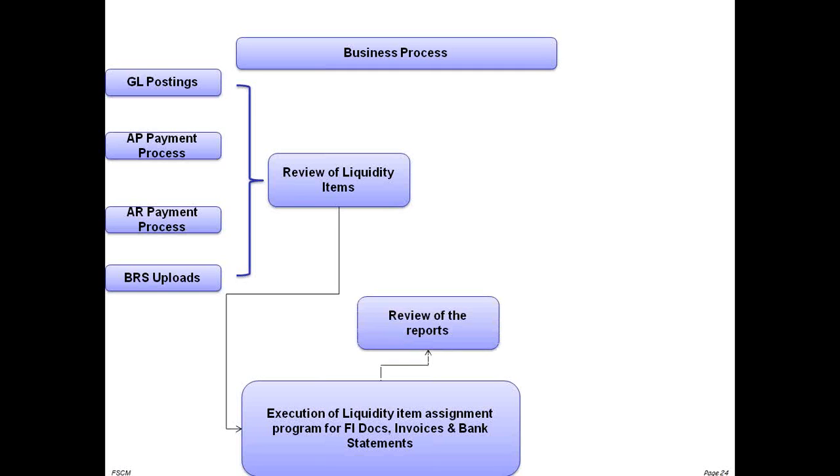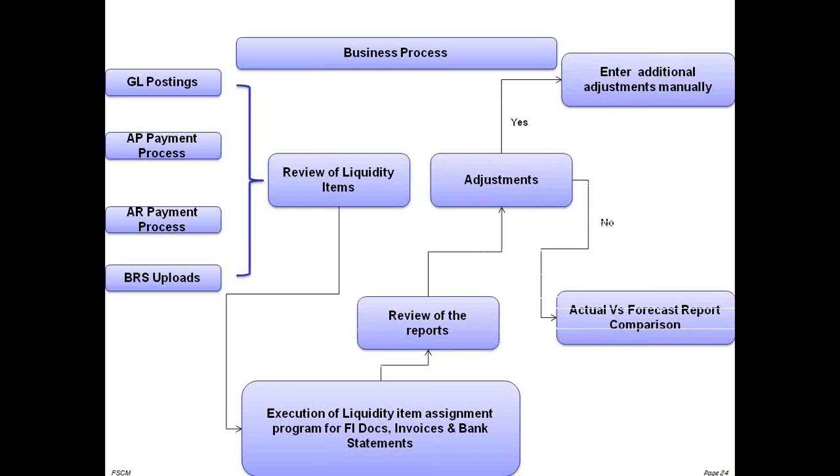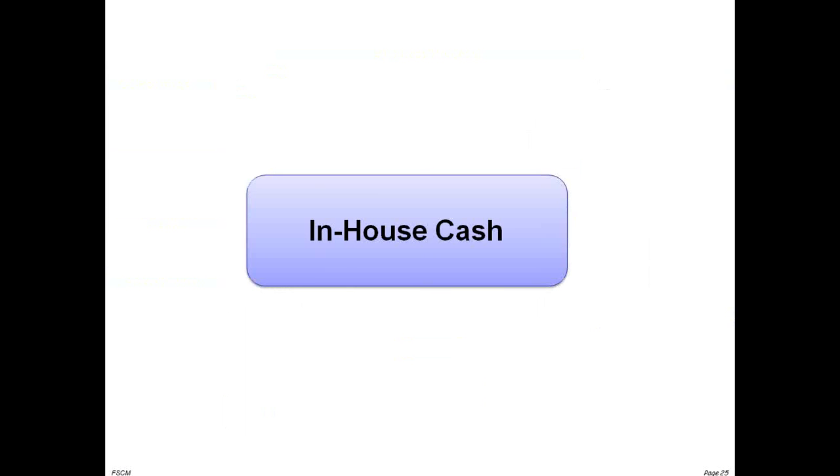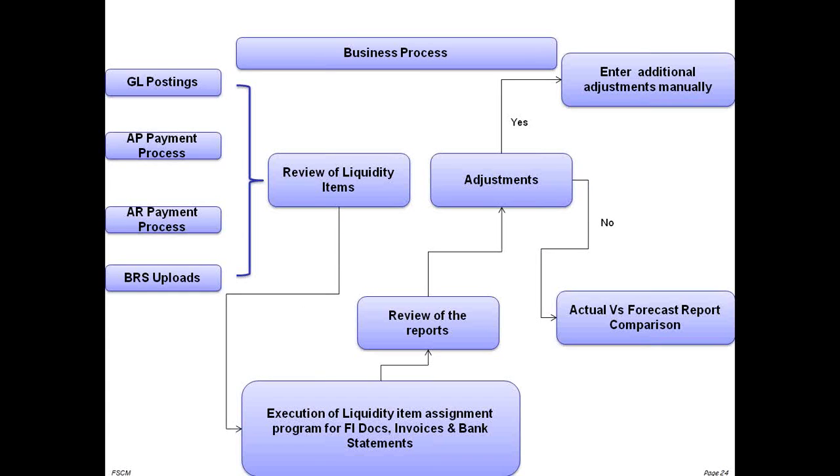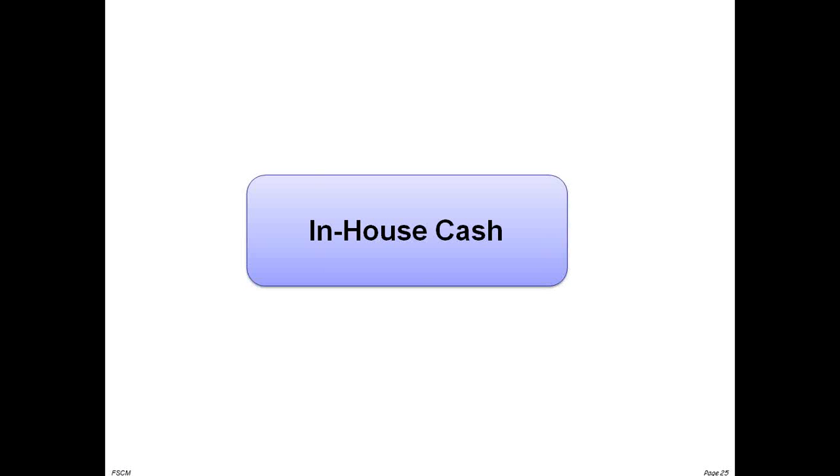Based on that, the required reports will get generated, and if adjustments are required, we can do the adjustments, or else we can do a direct comparison between actual and forecast reports. This is the complete process of cash management and liquidity forecasting. Okay. The additional item I need to cover here is that if adjustments are required, they can be done manually, and after these adjustments, a comparison will be done between actual and forecast reports. This is the end of cash management.